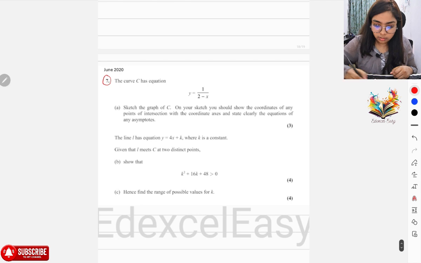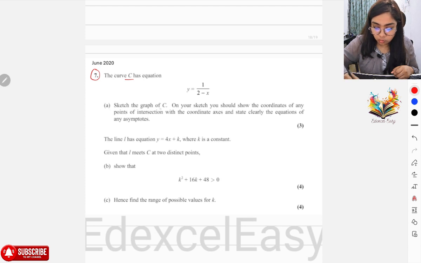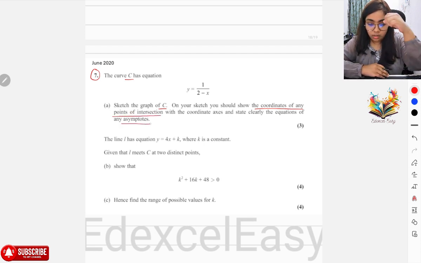Okay, now for question 7, it says that the curve C has equation y = 1 over 2 minus x, and you need to sketch the graph of C. On your graph sketch, you should show the coordinates of any points of intersection with the coordinate axes and state clearly the equations of asymptotes.